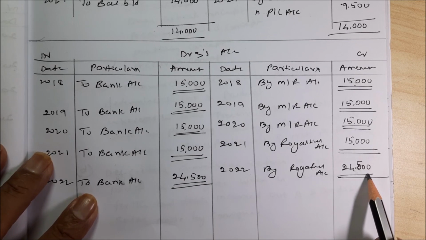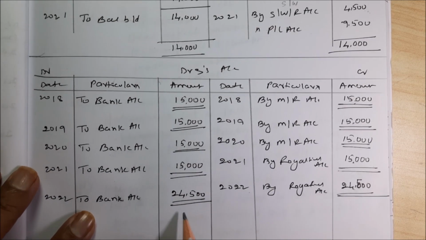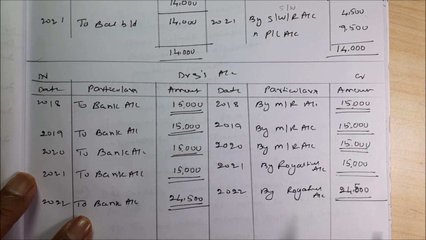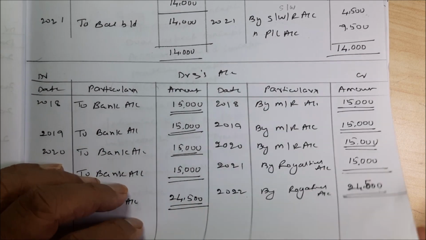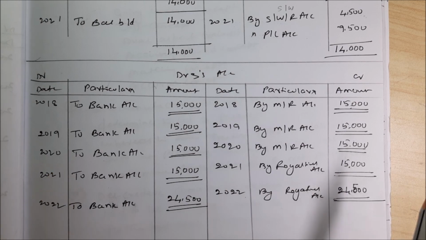By royalties account 24,500 to bank account 24,500. Automatically the problem is over. This is how we have to do it, actually, for your royalty account.